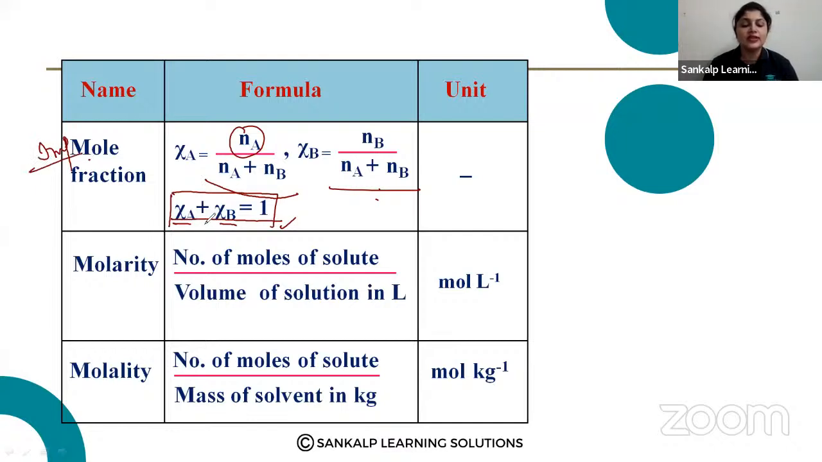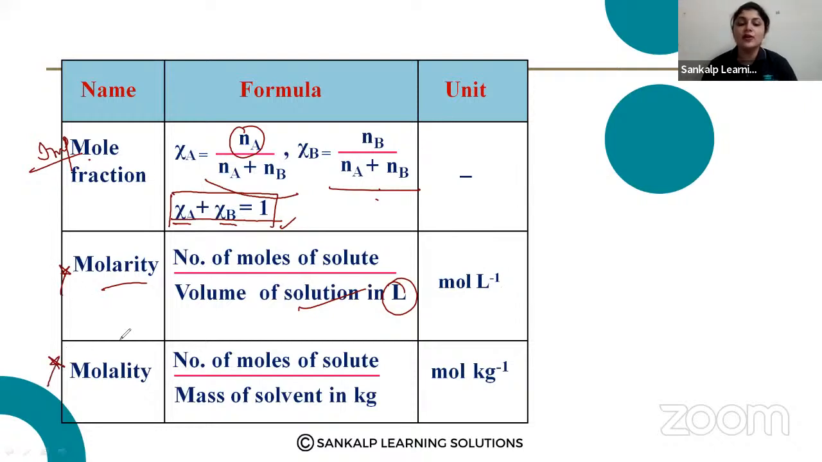The next is molarity. What do you mean by molarity? It is defined as the number of moles of solute present in 1 liter of solution, that is, the number of moles of solute dissolved in 1 liter of solution. The volume of solution is taken in liters. So the unit is mole per liter. So this is molarity, very important.